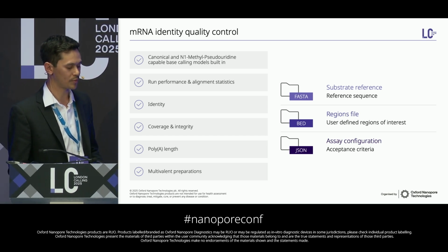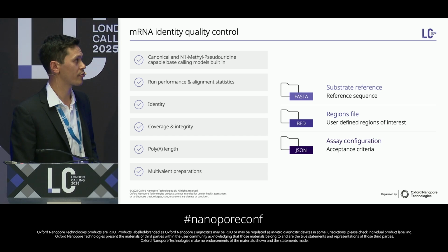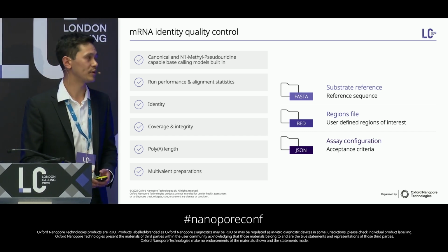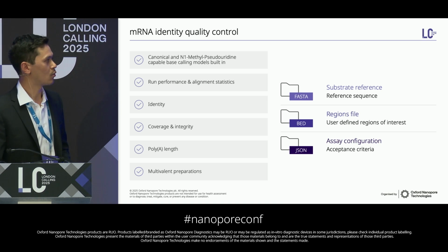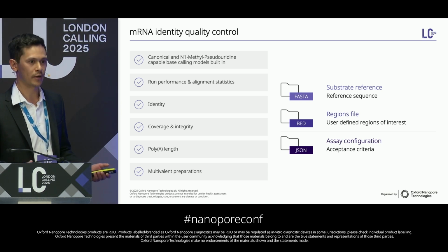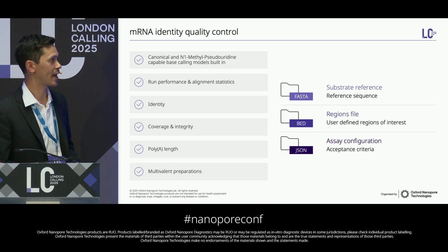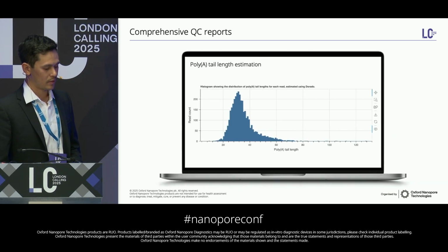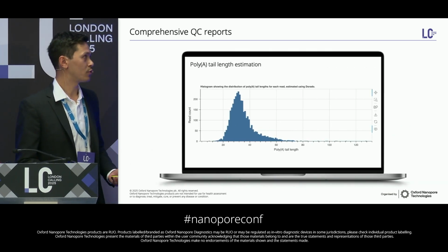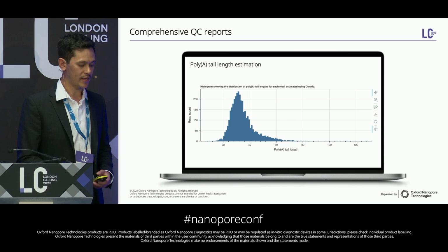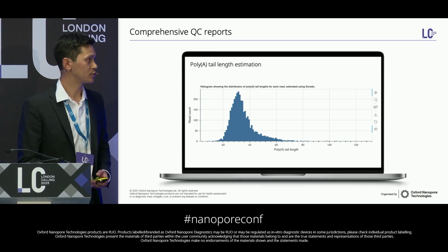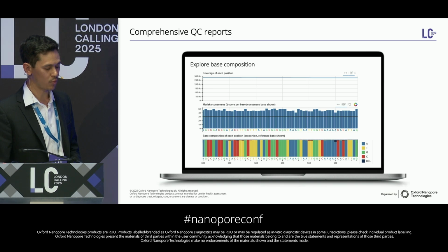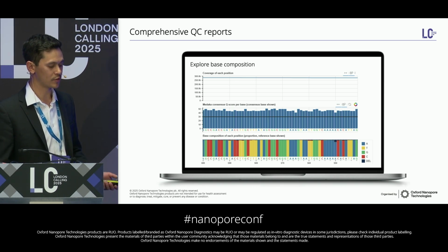The workflow can also be run in multivalent preparations, and so these are samples where there's a mixture of unique RNA molecules within them, and the workflow will separate these molecules out based on user-provided references and characterize them individually. Some of the comprehensive QC reports you'll get from this workflow are a histogram of the poly-A tail length distribution across all your RNA molecules within your sample, as well as a series of base composition plots.